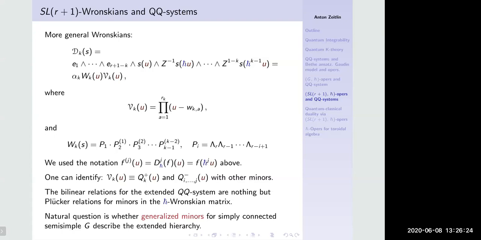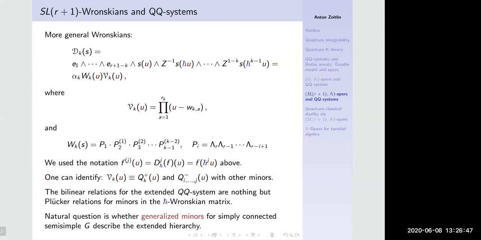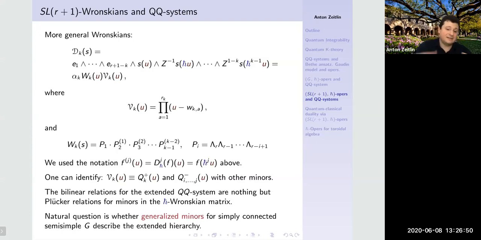Okay. Can you once more say what are the two flags? I mean, which is preserved, which is not preserved? Ah, so you see that the connection here is represented by the constant matrix Z. So Z definitely preserves the flag generated by E1, EN, right? On the other hand, you have another flag with respect to which you have an oper condition. And this flag is generated by S, then application of your connection to S, and then application of your connection to that, and that, and that, right? So this is another flag with respect to which you have the oper condition.